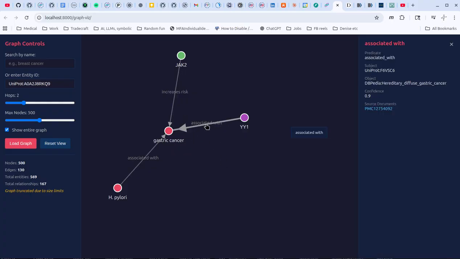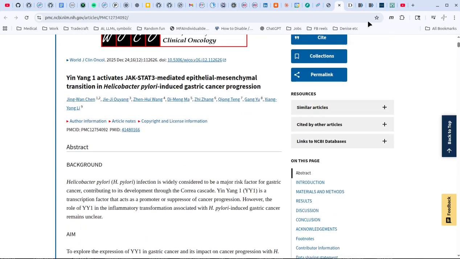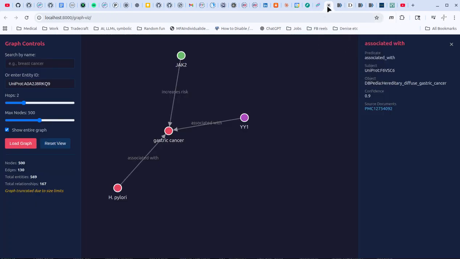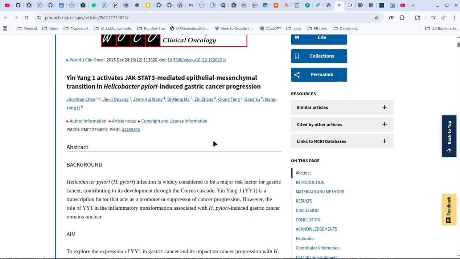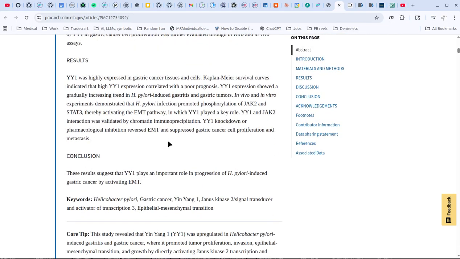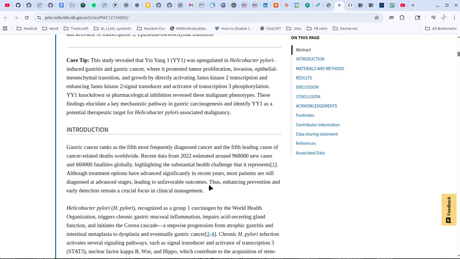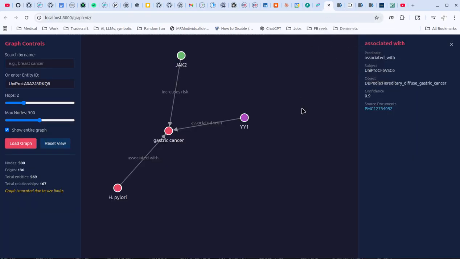When we click on associated with, there's the relationship. We're very confident in the association. Here's the source document, which is a paper on PubMed. And this talks about, so let's look and see. All right, this is gastric cancer. So here we are looking at that, and I don't have enough medical background to make a lot of sense of this, but clearly it's related.